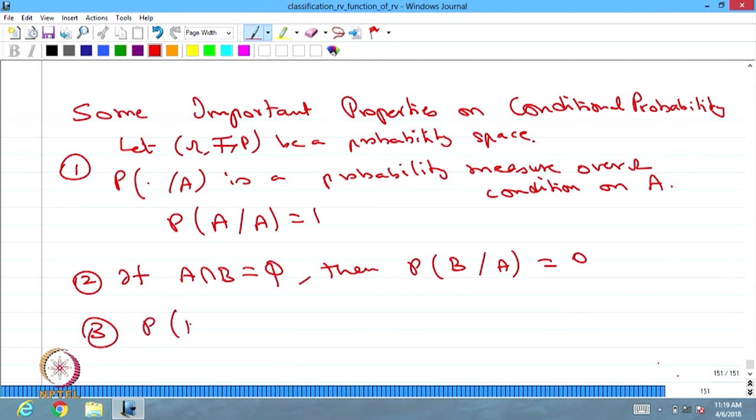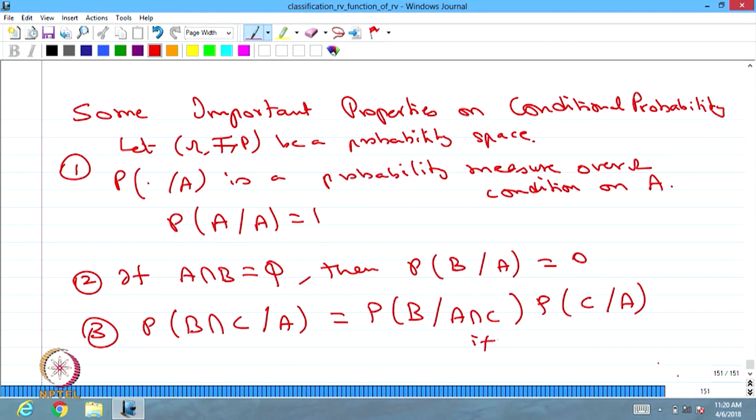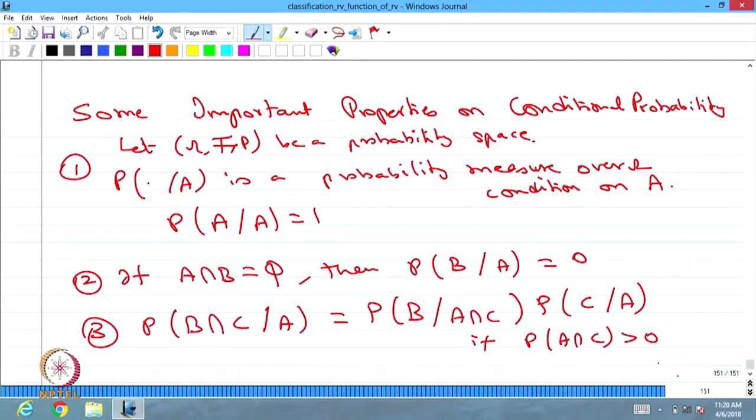Third result, or third property: P of B intersection C given A is the same as the conditional probability of event B given A intersection C multiplied by P of event C given A, if the probability of A intersection C is greater than 0. Whenever you want to compute probability of B intersection C given A, that can be computed as a probability of B given A intersection C multiplied by the probability of event C given A, whenever probability of A intersection C is greater than 0.